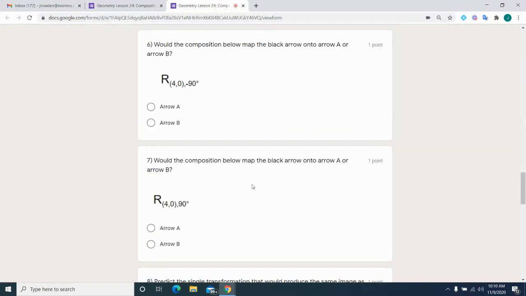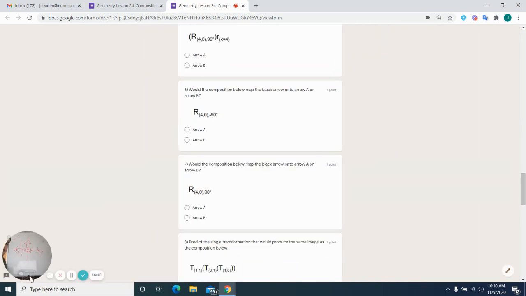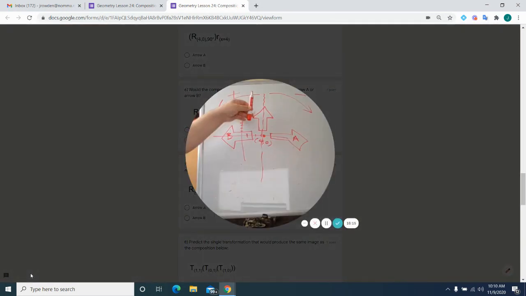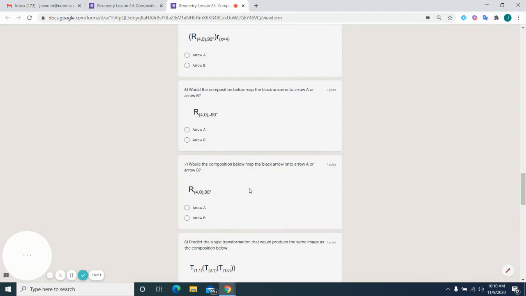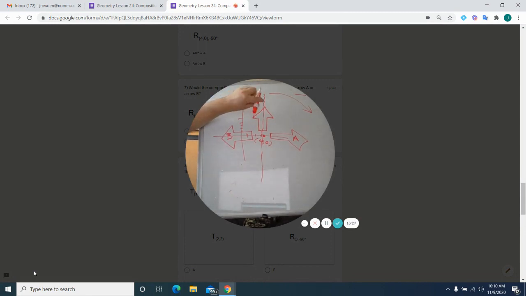Okay, number 6. Let's rotate around 40, but we just do one rotation of negative 90. So we're right here, and we just rotate negative 90, which puts us at A. So for number 6, we're at A. And then lastly, number 7, we go 90 degrees. So we just take the same thing, we rotate 90 degrees, and we end up at B.